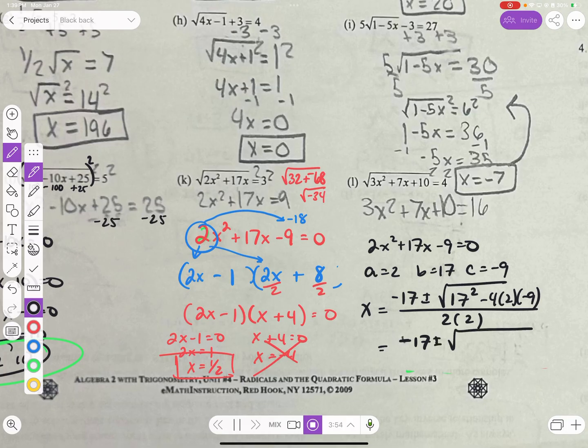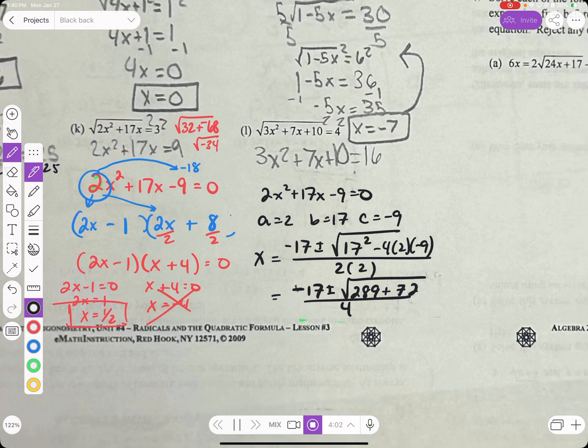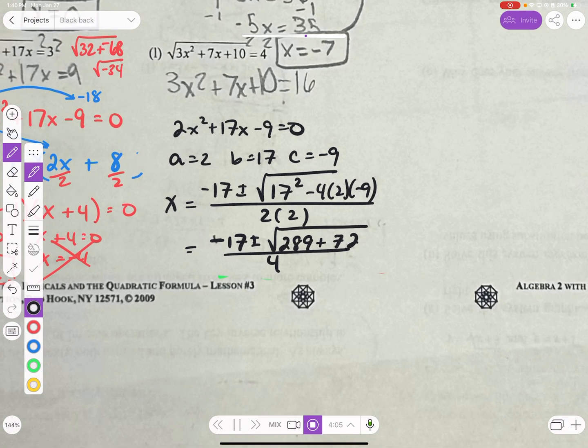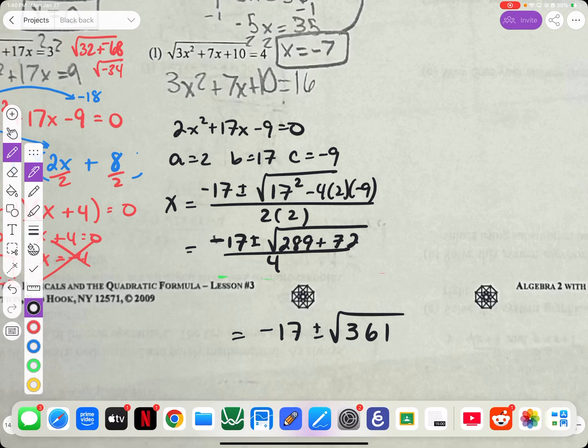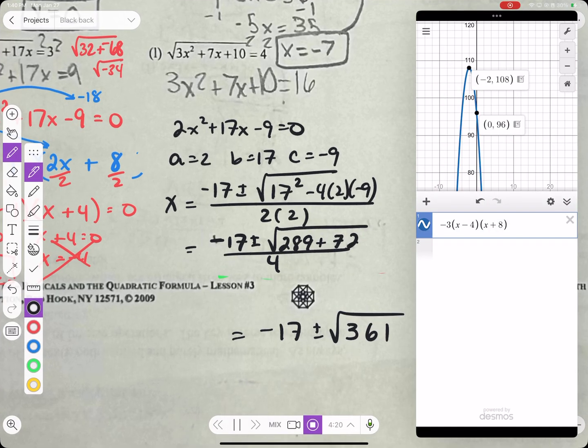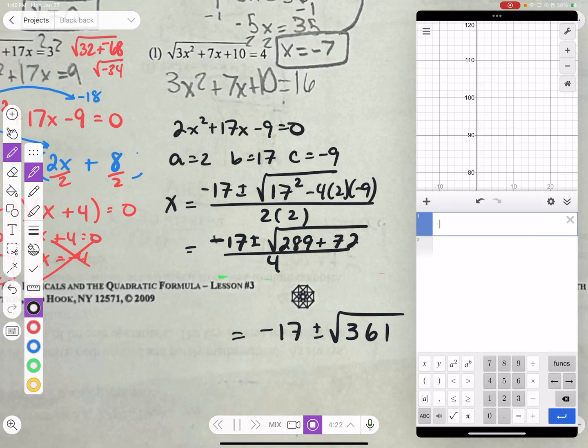I can square 17. I think that's 289. Plus 72, if I do that math correctly. I'm just cranking through this thing slowly here. This is negative 17 plus or minus the square root of, I've got to add these things here. 11, carry 1, 16. I don't think that feels right. I'm going to pull up my Desmos here and just check my 17 squared. I think that's 289. Yep, plus 72.